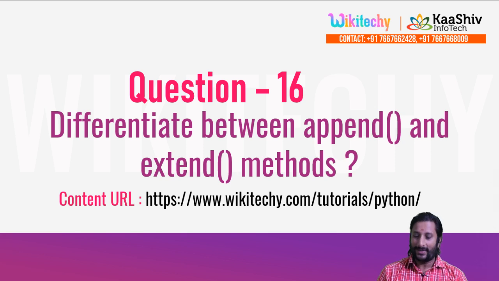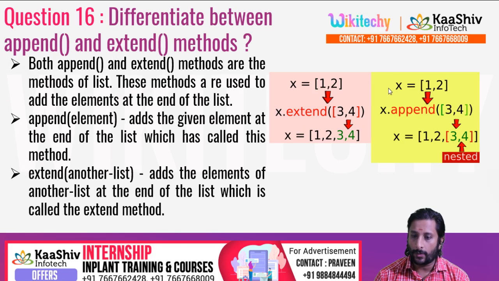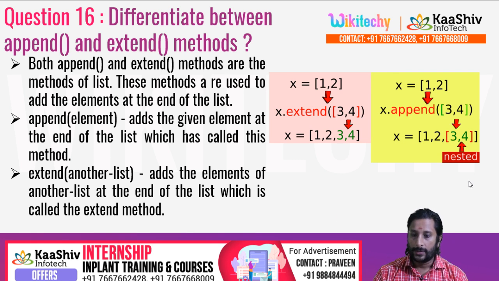What's the difference? Let's see. Append is like, over here I'm trying to show it. Append is like I got a list of elements, it will try to include it here. So this is how your append will be working.